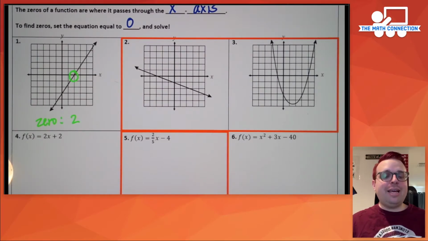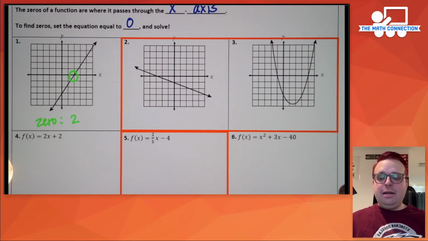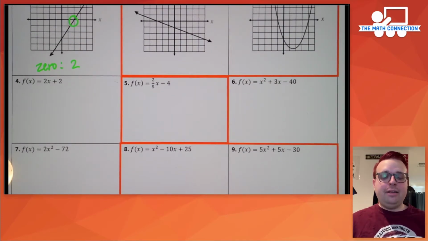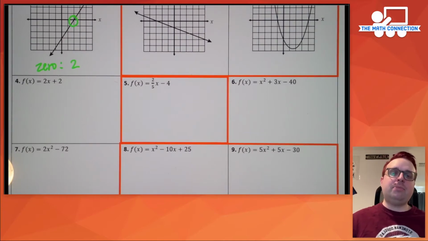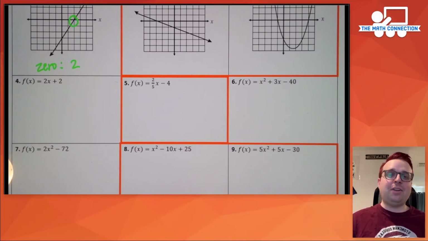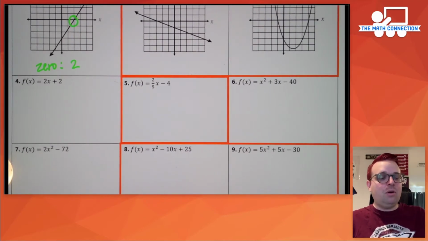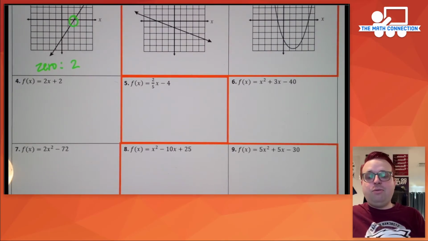I want you to do the same thing with 2 and 3. And keep in mind on number 3, there's going to be 2 answers, okay? Because this one has 2 places where it intersects the x-axis, okay? All right, so 4 through 9, this is the other way to do this problem where you have the function but not the graph, and you have to set it equal to 0. So let's do number 4 together.